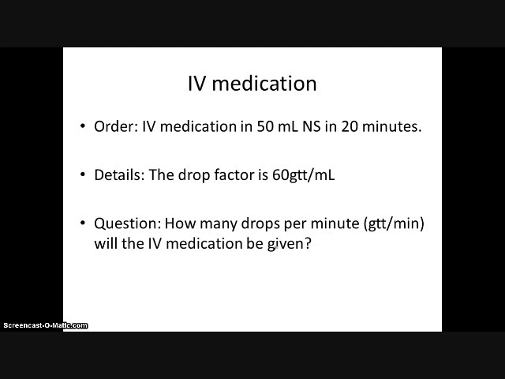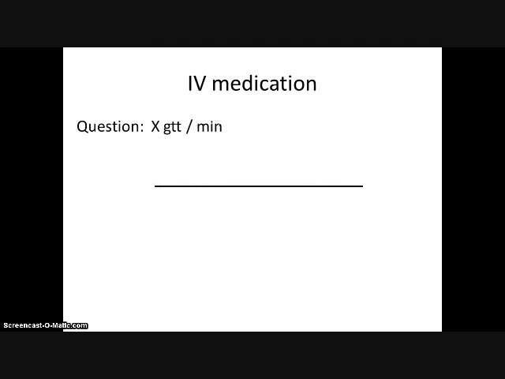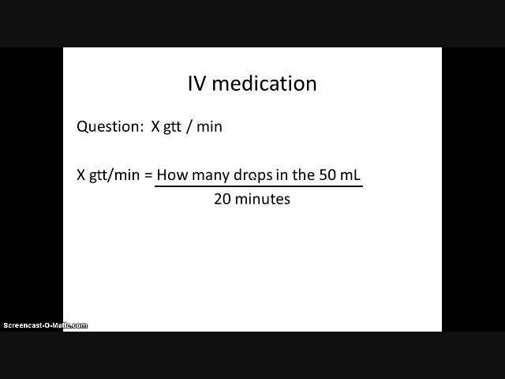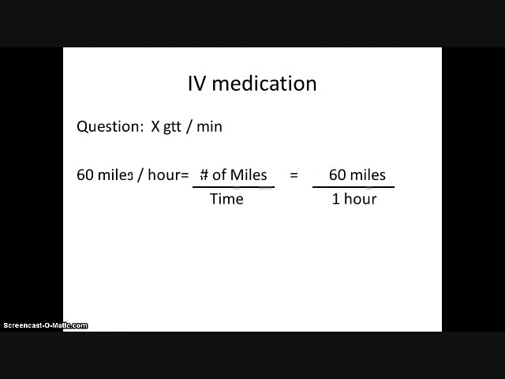Let's set up the problem. The number of drops per minute can be found by dividing the number of drops in the 50 milliliters by 20 minutes. Similarly, we can calculate the speed of a car going 60 miles per hour by dividing the number of miles by the time.